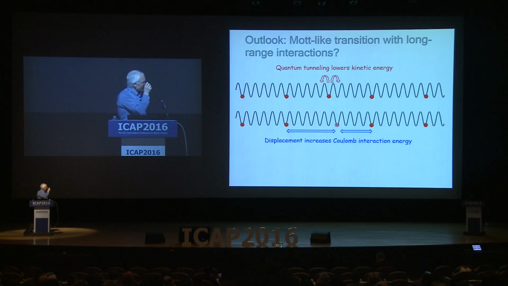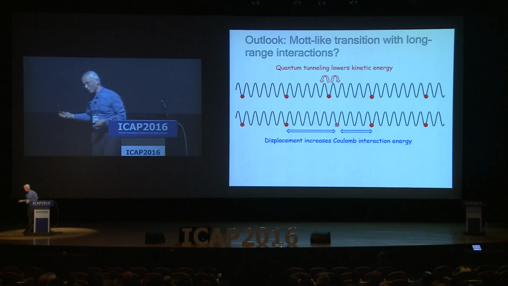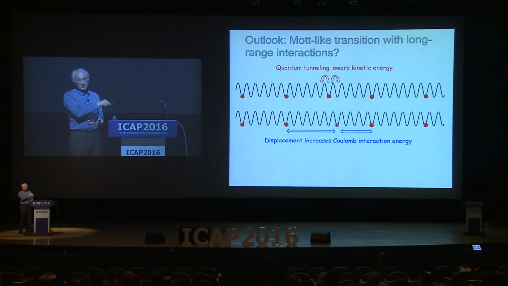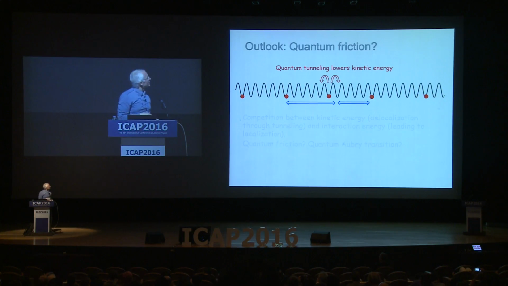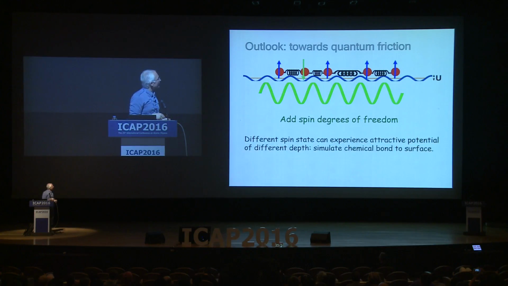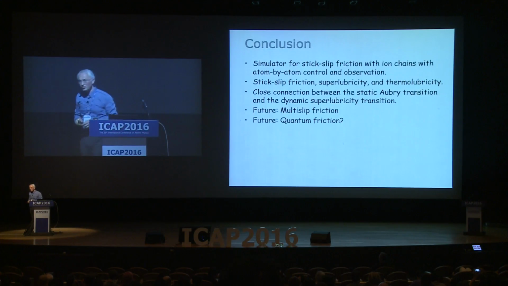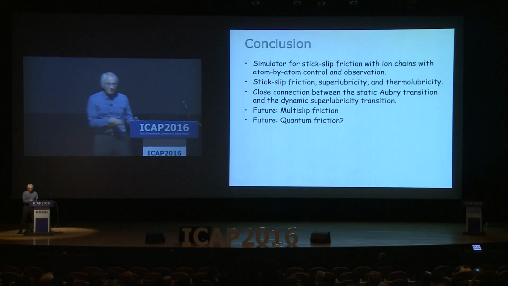So it's a little bit reminiscent of the Hubbard model. However, these are long-range interactions, not contact interactions, that would prevent the tunneling of the particles. So maybe my time is up, so I would like to conclude here, and thank you for your attention.